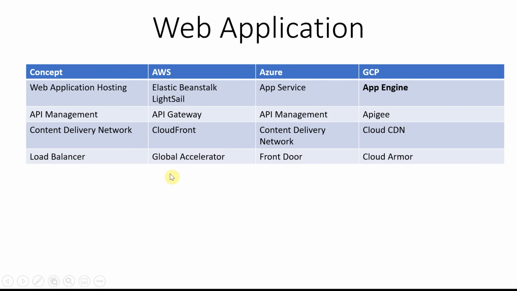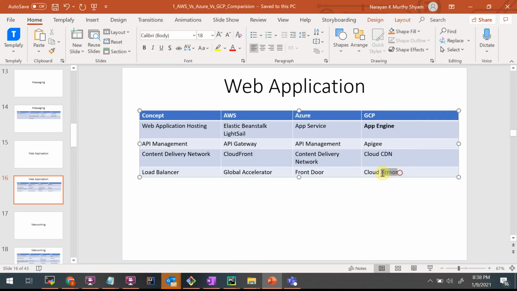In that category, you have Global Accelerator in AWS, Front Door in Azure, and Cloud Armor. I think I made a mistake. It should be Global Load Balancer here. Sorry, Cloud Armor is under security.